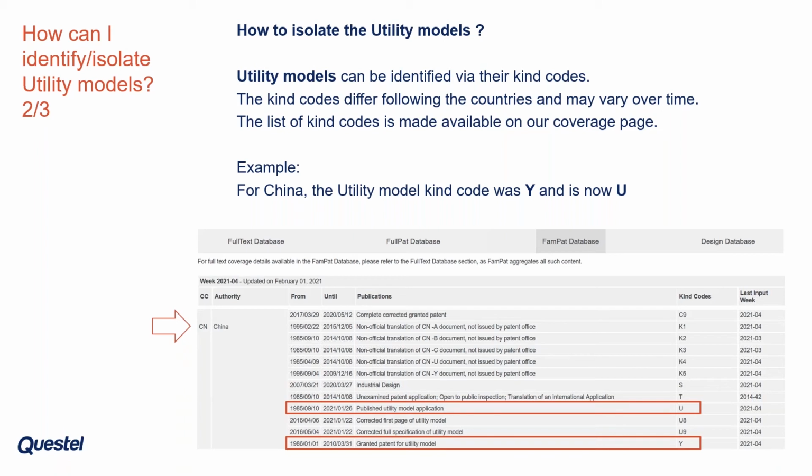So, how can you isolate the utility models? Utility models can be identified via their kind codes. These kind codes differ following the countries and may vary over time. The list of kind codes is once again made available on our coverage page. An example: for China, the utility model kind code was Y and is now U.